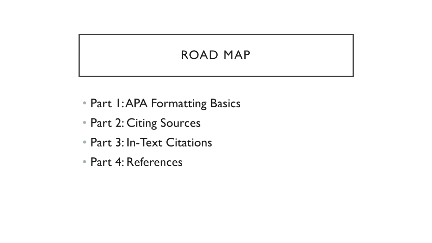So basically we're going to have 4 parts. Part 1, APA formatting basics, when you're formatting your paper. I typically give my classes a paper template to get them started, but just in case you're using APA for a class and they don't give you a paper template, these are the APA formatting things that you need to know. Part 2, citing your sources. Part 3, in-text citations. And Part 4, having your resource list at the end.